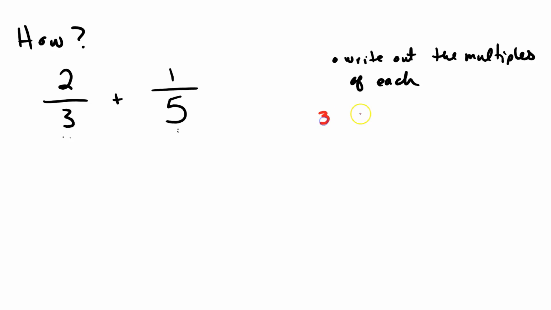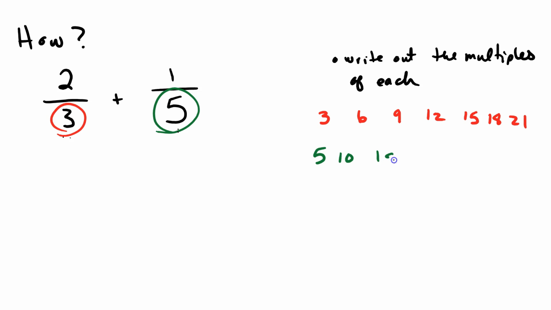So 3, 6, 9, 12, 15. I think I'm onto something here. 18, 21, okay, so that's for the 3's. For the 5, I'm going to write 5, 10, 15, 20, 25, 30, 35, 40. So we're noticing that 15 is our lowest common multiple. So that means that the lowest common denominator between 3 and 5 is going to be 15.